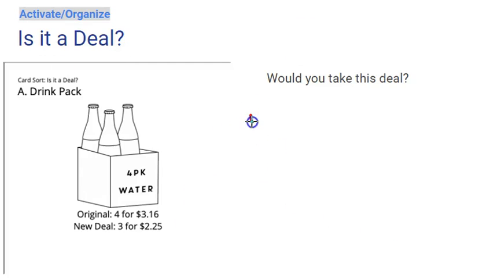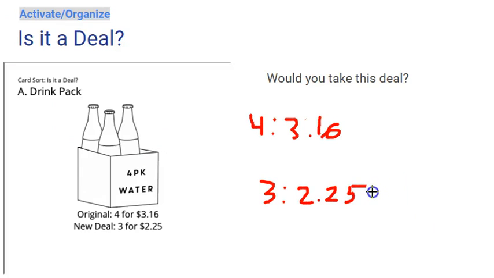Well, we're talking about a $4 to $3.16 ratio. And we're talking about with the new deal, it's a $3 to $2.25. Not quite that 25 cent deal here. So, which one's better?